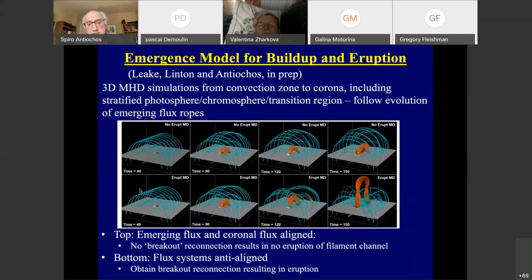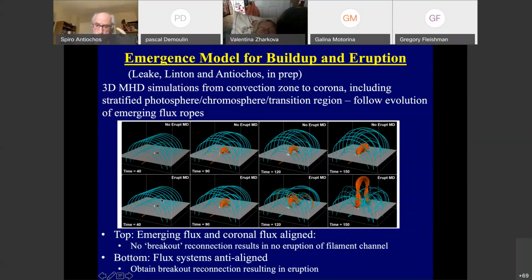Here's an interesting calculation that James did. What he did was he said, okay, let me take two flux ropes, one oriented so that as it emerges, its twist field lines up with the background coronal field. When he does that, he finds no eruption. The thing emerges and then it stops.